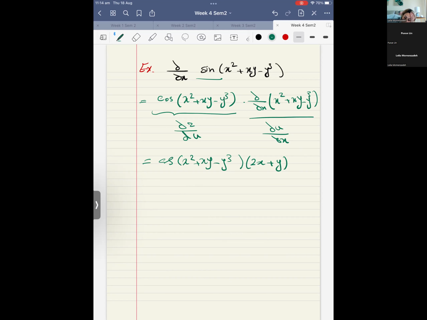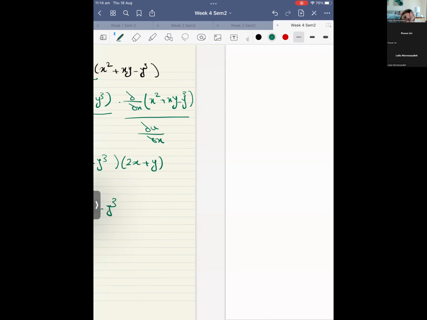It looks like z equals sine u, z equals sine u. This is the u, and u as a function of x and y is equal to x² + xy − y³. Okay. There are some rules for the chain rule. I'll start to explain them, but I start from chain rule number 2 because it's simpler than rule number 1.